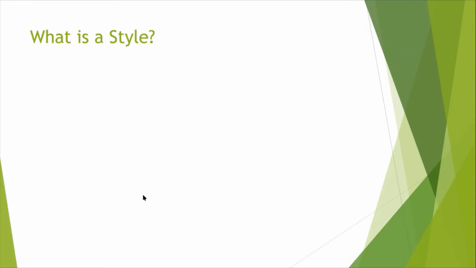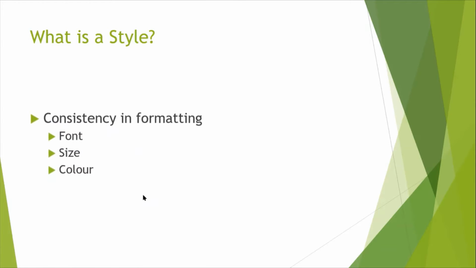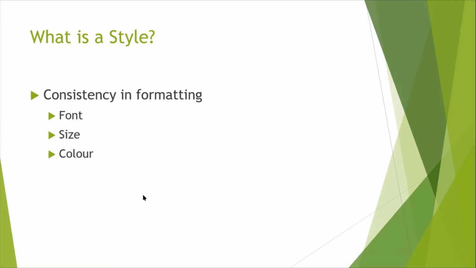So first up, just to make sure, what is a style? Now, a style is a consistency in our formatting. So making sure we've got the font, the size, the color the same for all of the headings, all of the subheadings, all of our bullets are styled the same. You can assign a style to bullets as well.